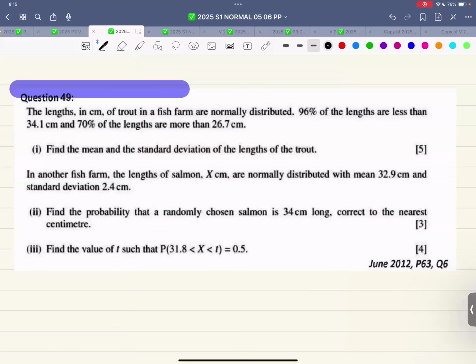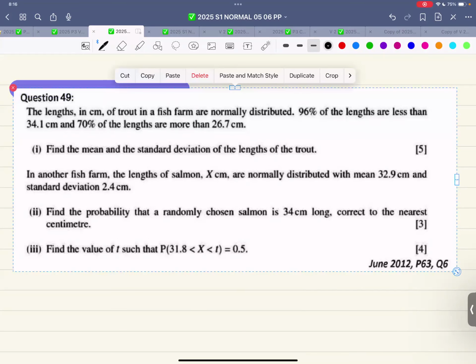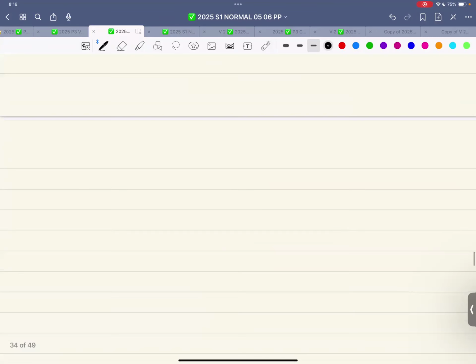Why don't you read the question first, and then I'll start in a minute. Now it says the lengths in centimeters of trout in a fish farm are normally distributed. 96% of the lengths are less than 34.1, 70% of the lengths are more than 26.7. Find the mean and standard deviation of the length of the trouts. So now I think I'll be needing another page also, so let me add it over here.